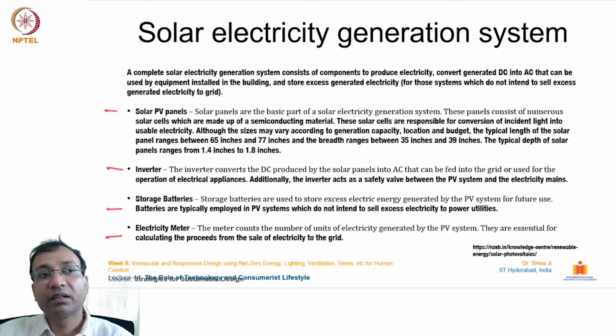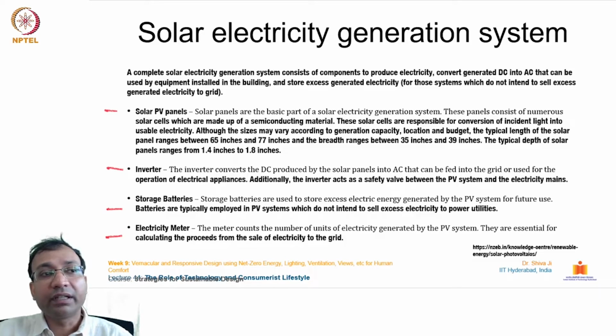Solar photovoltaic cells, panels. Solar panels are the basic part of a solar electricity generation system. These panels consist of numerous solar cells which are made up of semiconducting material. These solar cells are responsible for conversion of incident light into usable electricity. Although the size may vary according to generation capacity, location, and budget, the typical length of the solar panel ranges between 65 inches and 77 inches, and the breadth ranges from 35 inches to 39 inches. The typical depth ranges from 1.4 inches to 1.8 inches.